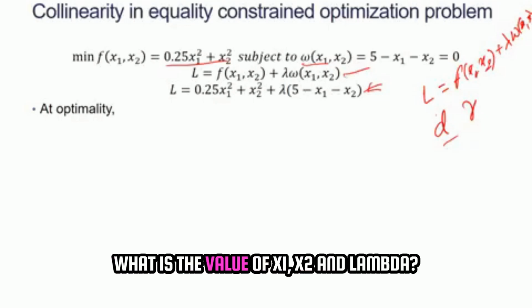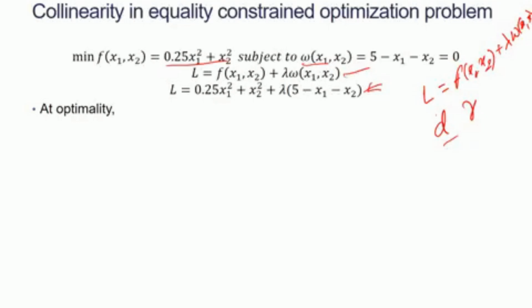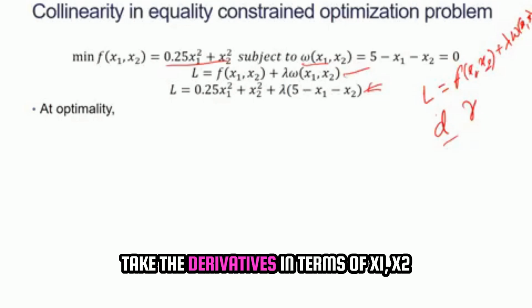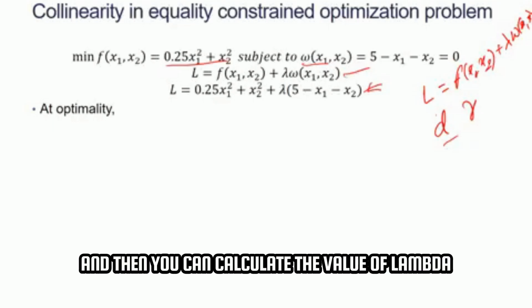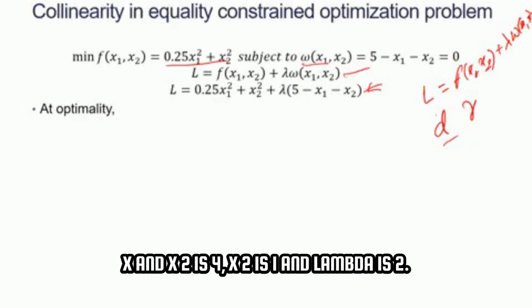Anybody, what is the value of x1, x2 and lambda? Take the derivatives in terms of x1, x2 and lambda, equate the equations to 0, and then you can calculate the values of lambda, x1, x2. So x1 is 4, x2 is 1 and lambda is 2.